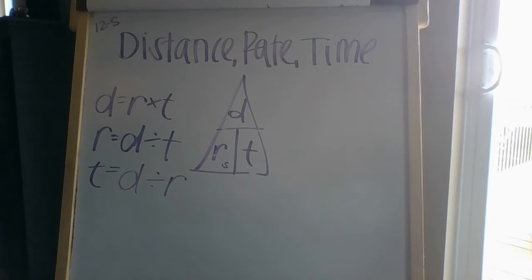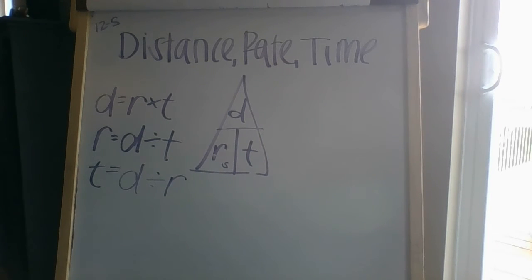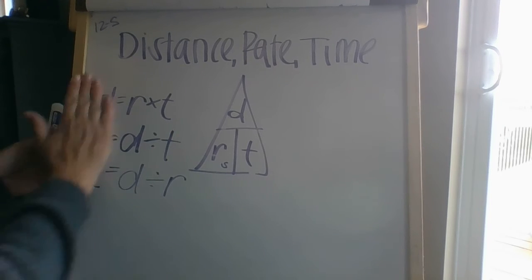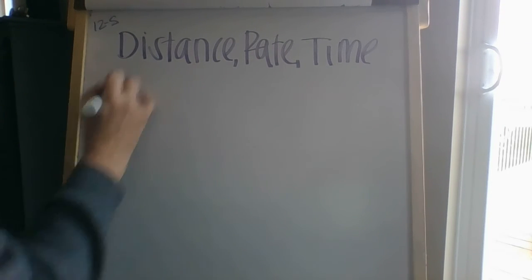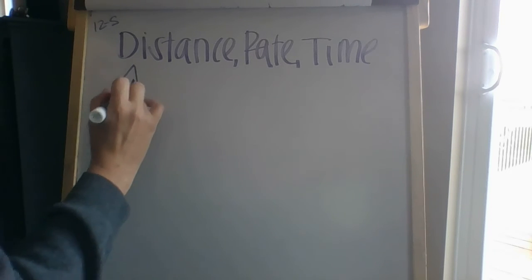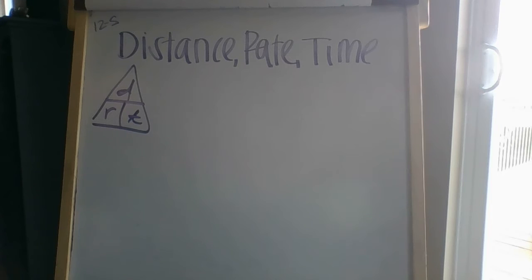I'm going to be honest, when we're doing this at school, I make everybody put this triangle on their piece of paper because it's a great visual to help you figure out these different problems. So I'm just going to put it over in the corner over here. I highly recommend that you guys at home put that triangle down as well. Distance on top, and then we have our rate and our time. Okay. We're going to take a look at some examples of these problems.